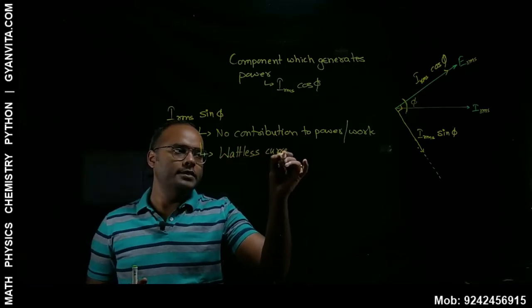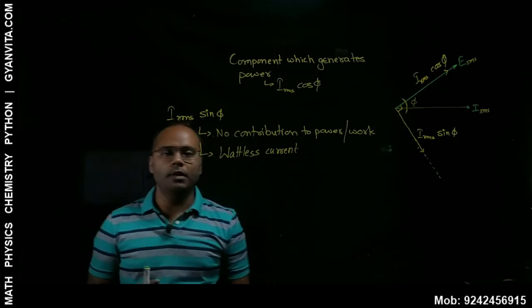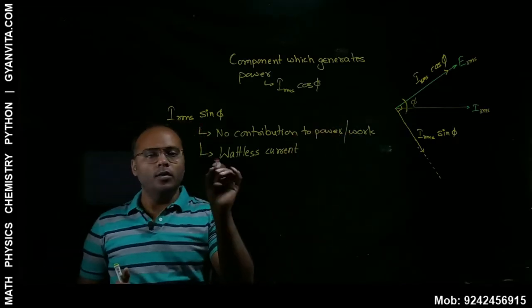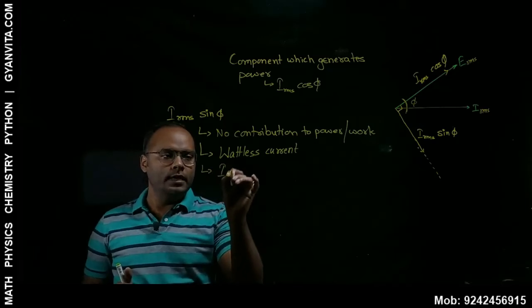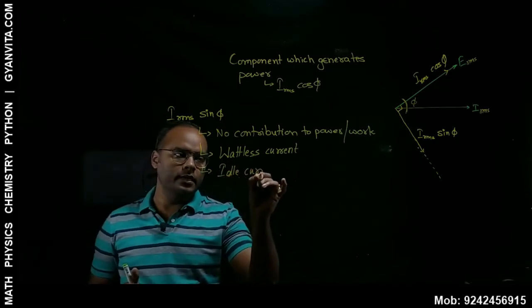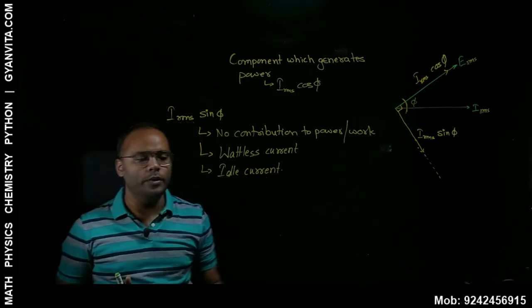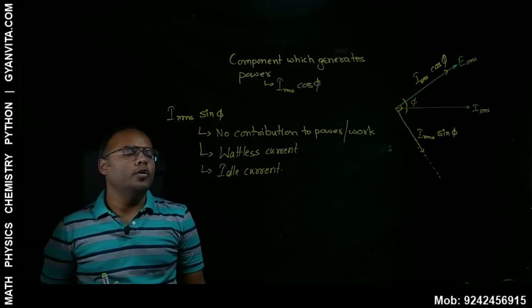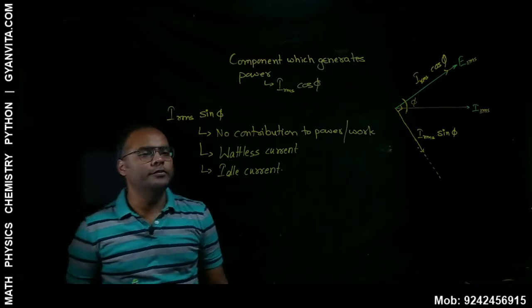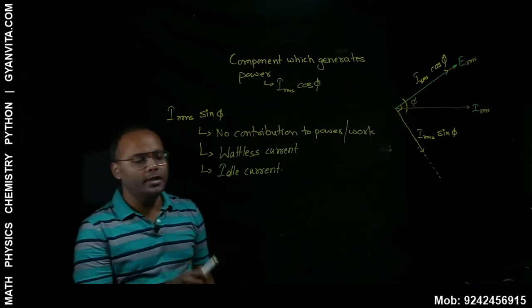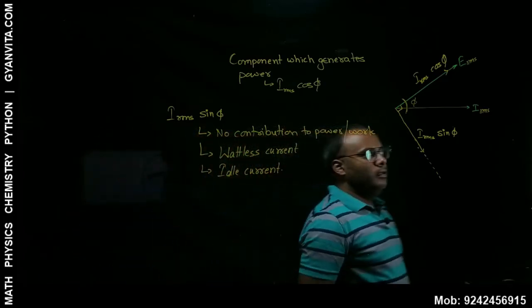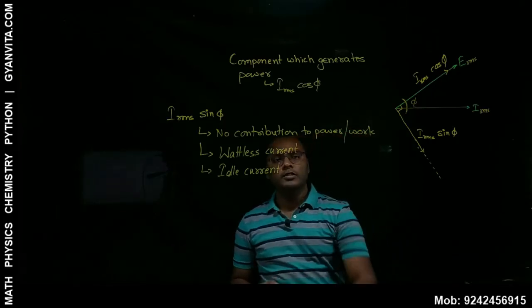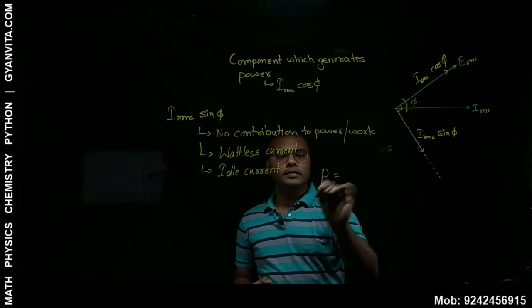Watt is the unit of power. Because there is no power, we say this is wattless current, or idle current. This is the current which is sitting idle, not doing any work. This component is called the idle component. So power here is zero, right? How is that zero?